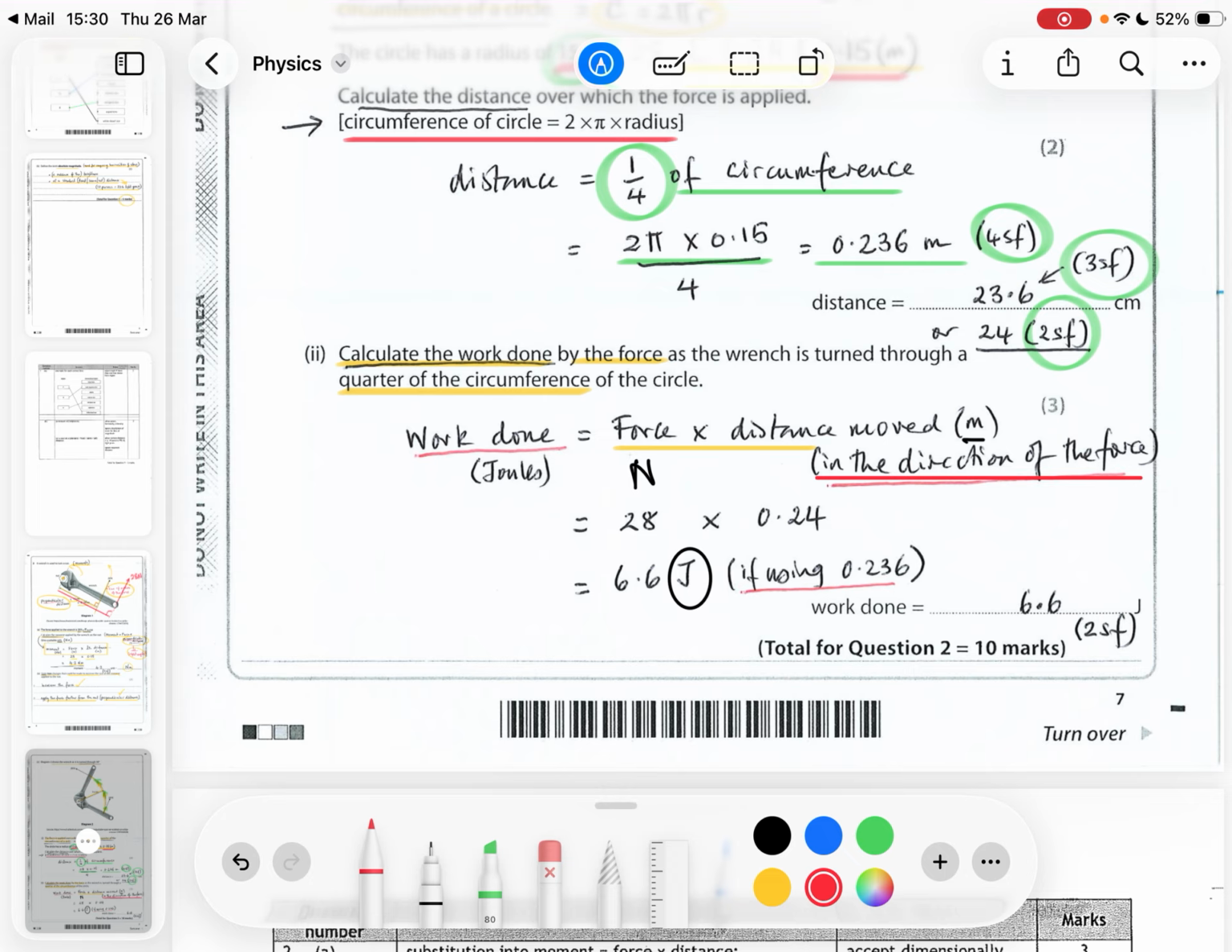Okay, so it's 24 times 0.24. Yes, I've used the distance in meters, so I've changed it from 24 to 0.24, because if you want the answer in joules, which they're asking for, and you do it in centimeters, you will get the wrong answer. Okay, so 6.6 joules.